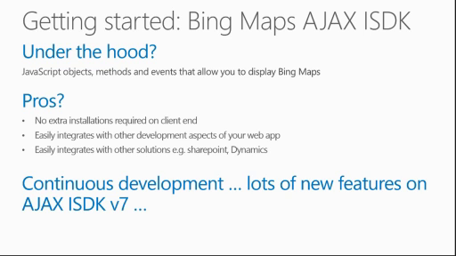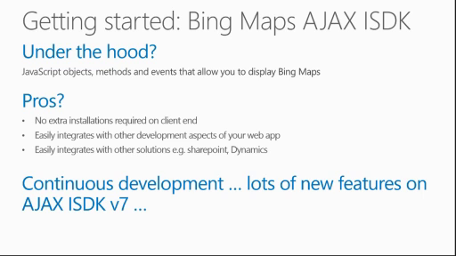So why JavaScript? What we basically have under the hood is that the Ajax SDK uses JavaScript objects, methods, and events that allow you to display Bing Maps. The advantage to this is that for you as a web developer, at some point in your web development process or career, you have used JavaScript in your application. So it's a very natural and intuitive language to use. That is why most of the features are bundled into the Ajax SDK.